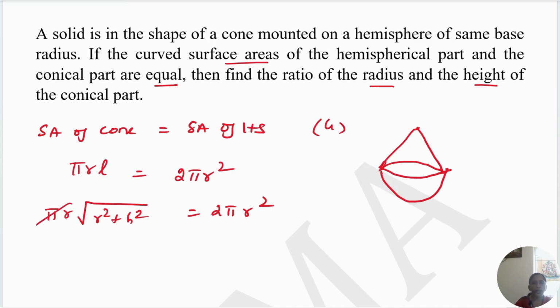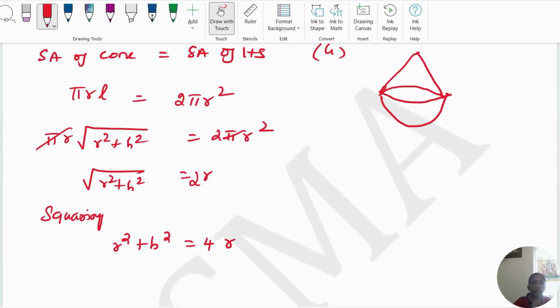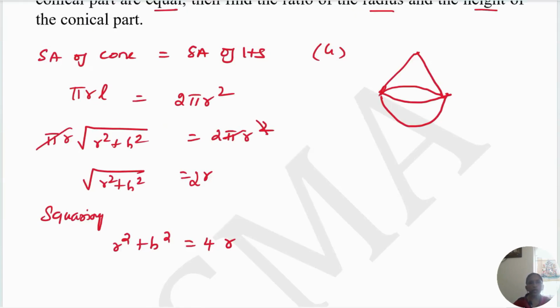So pi r will get cancelled. So root of r square plus h square is equal to 2r square... no, equal to 2r. Now squaring on both sides, r square plus h square is equal to 4r square. Now h square is equal to 3r square.